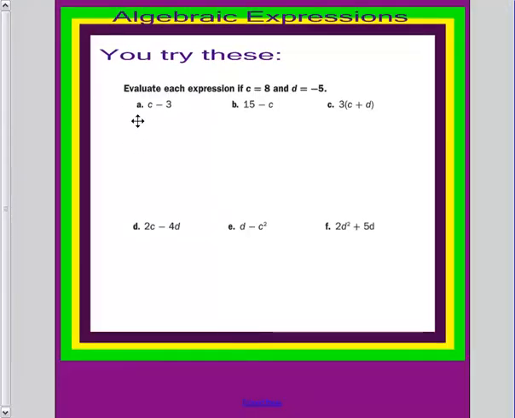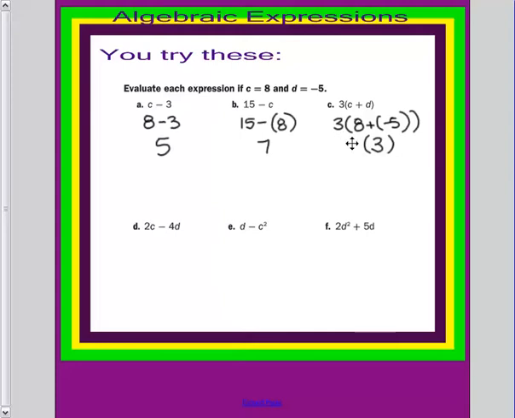Okay, so here we go. For A, we're going to plug in 8 for C, and we get 5. For B, we're going to plug in a 8 for C, and we get 15 minus 8, or 7. For this one, we're going to plug in both 8 for C and a negative 5 for D. So we get a total of 8 minus 5, which is 3, times 3, which gives us 9.